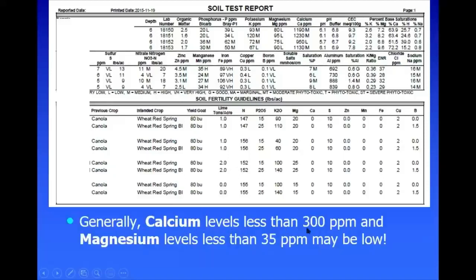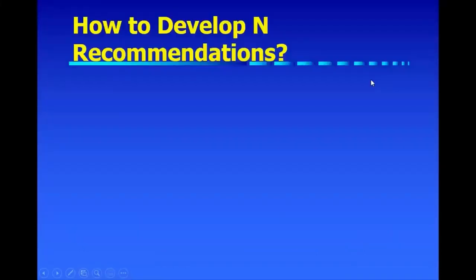I just made a comment here. In my mind, when I talk about calcium, as long as your levels are 300 parts per million or higher, you don't need to worry about calcium in Western Canada. And for magnesium, at 35 parts per million or higher, you don't need to worry about magnesium. So be very, very cautious. In this particular case, they are recommending magnesium based on looking at the ratio, but I just don't agree with it. So that's basically a very quick way that I've been interpreting the soil test reports, to get a bit of a sense.